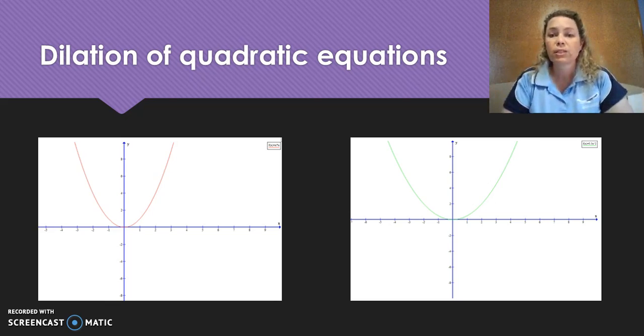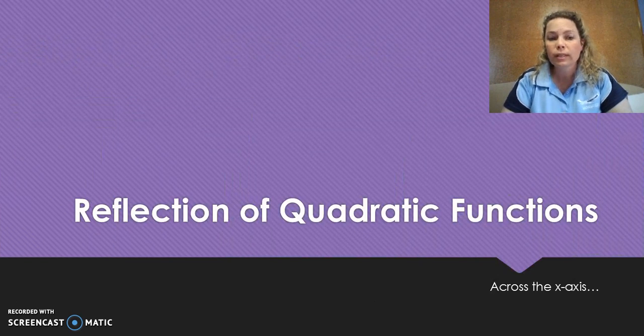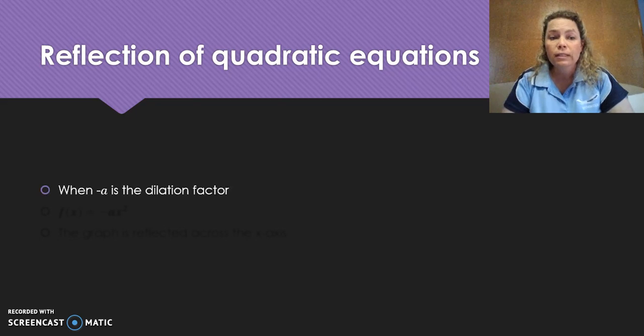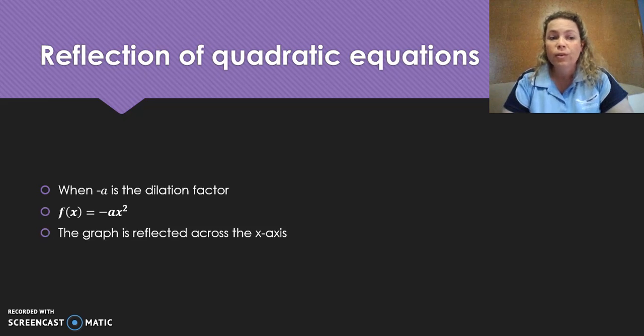So that is dilation of quadratic equations. Now, A does one other thing as well. It can reflect the quadratic function, and it can reflect it across the x-axis. The way it does this is when the dilation factor is negative A. So if we change the sign, so negative ax squared, the graph is reflected across the x-axis.